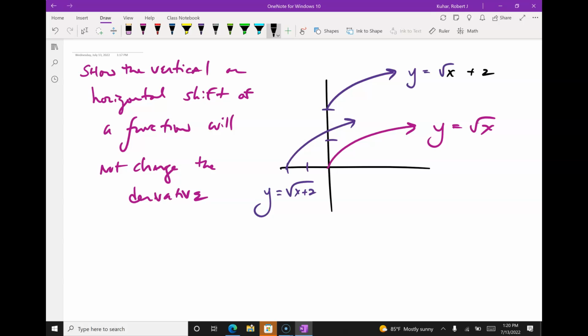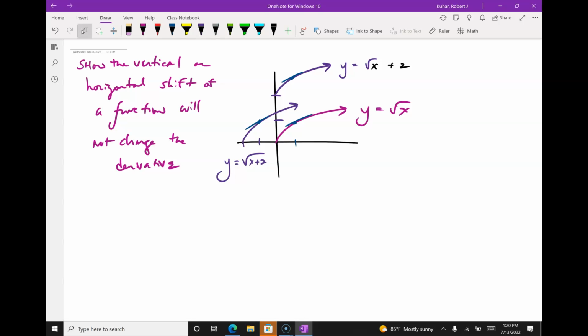If I'm at the same point on the mountain, wherever I move the mountain, left, right, up, down, my skis are going to be the same slope. Does that make sense? Meaning if I put my slope there, or here, or here, they'll all be the same. So you're going to pick a function, up to you. Do a vertical shift, a horizontal shift, get the derivative, and show that it makes sense that I get that same derivative.